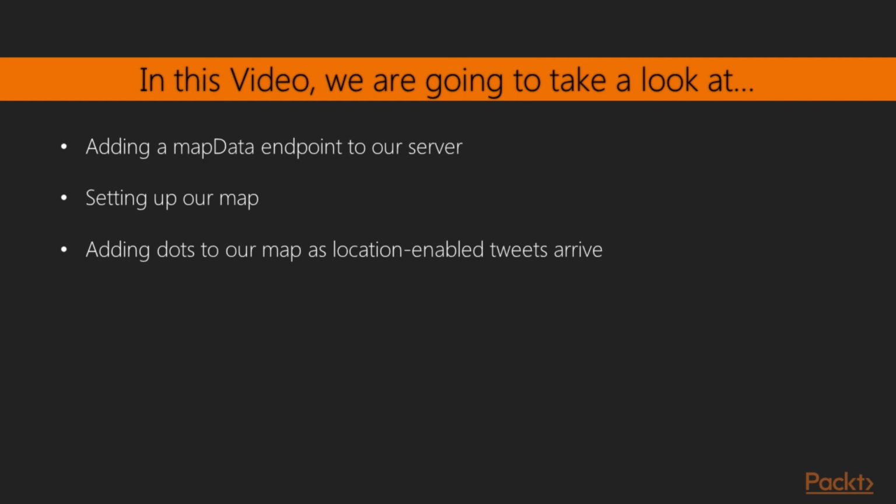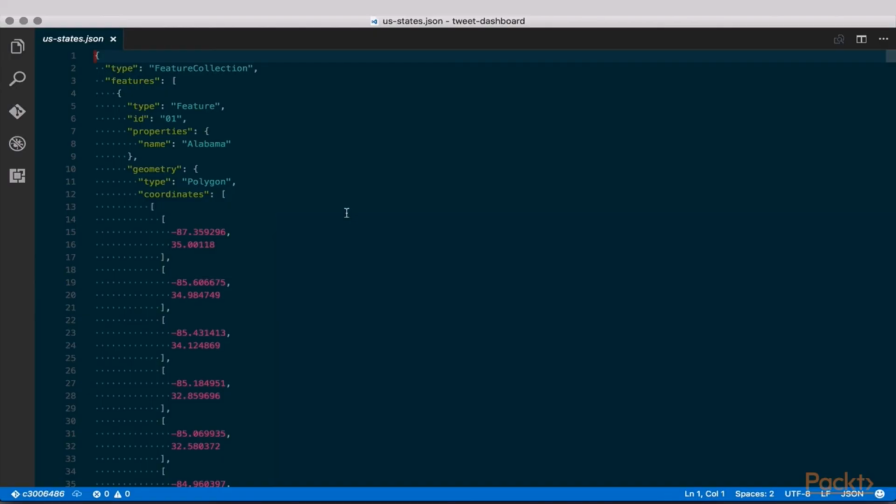First, we will add a map data endpoint to our server to return a GeoJSON object for US states. We will then use D3 to set up a blank map within our new component. Finally, we will plot dots on this map based on the location of certain tweets. We aim to render a map of the United States with state boundaries shown.